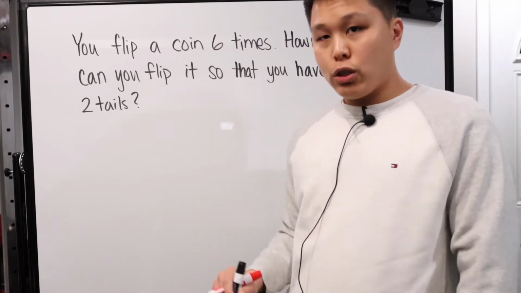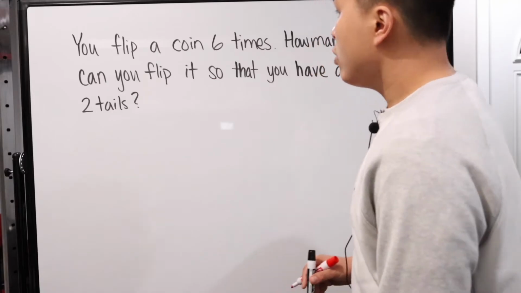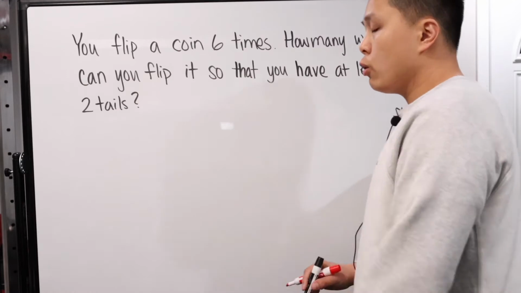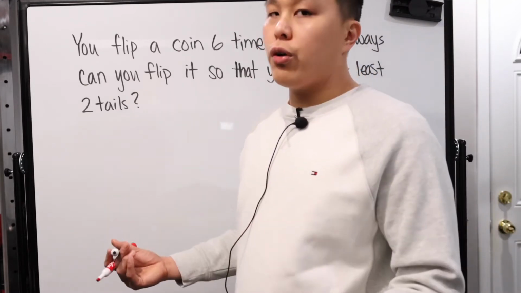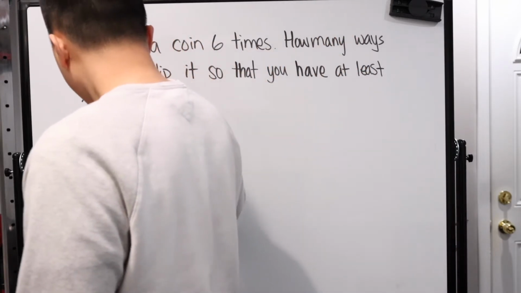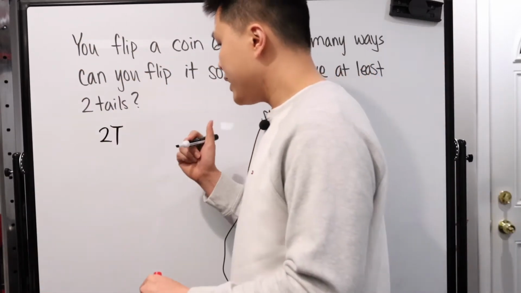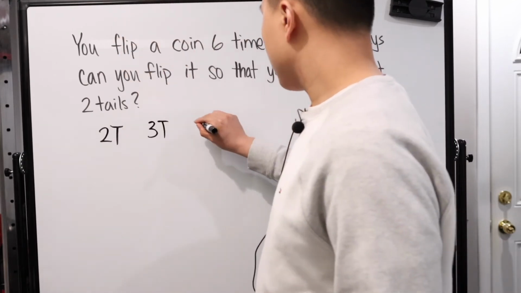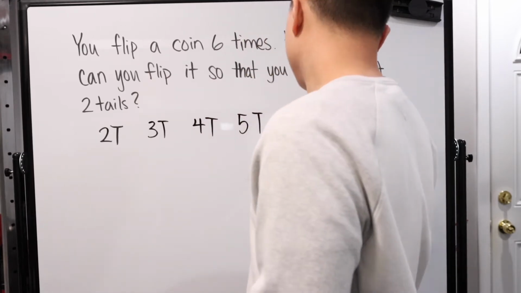So let's just solve it the conventional way first. When we look at this, we know that we're flipping a coin 6 times. We're looking for at least 2 tails as the end result. We have to figure out what possible scenarios would end up with at least 2 tails. Well, in this case, there are actually several. We have exactly 2 tails, great. But since it's at least, we also have to worry about the situation with 3 tails, and the situation with 4 tails, and the situation with 5 tails, and the situation with 6 tails.